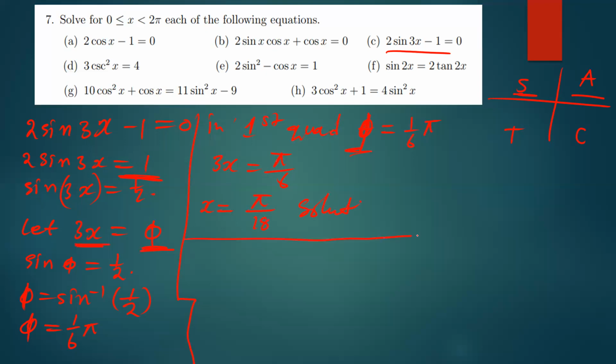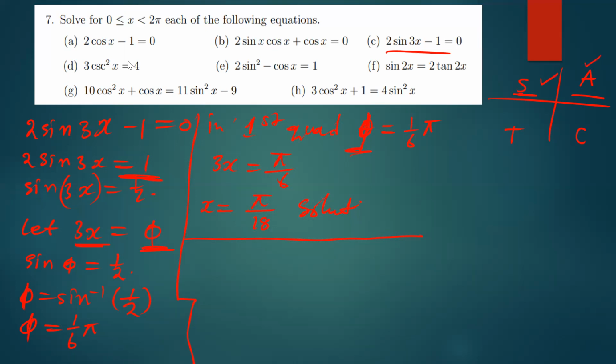Let us also find the value of x in the other quadrant which we picked, which is the second quadrant, where sine is positive. Hello? I have a question. All right, you can ask, please. Why are we letting 3x equal to phi? We just want to simplify things, in short.